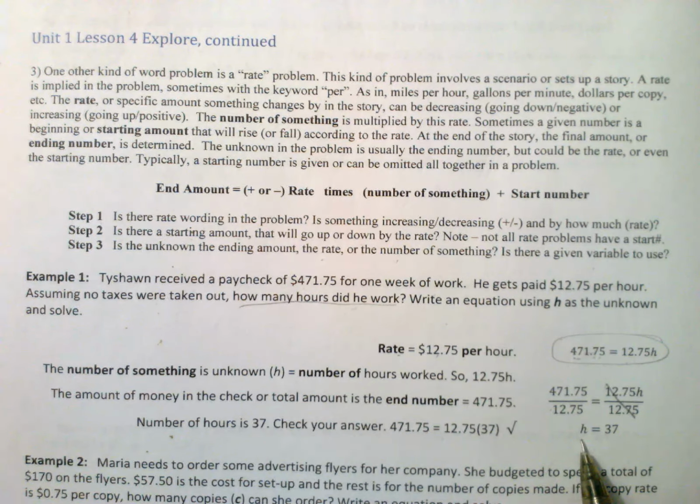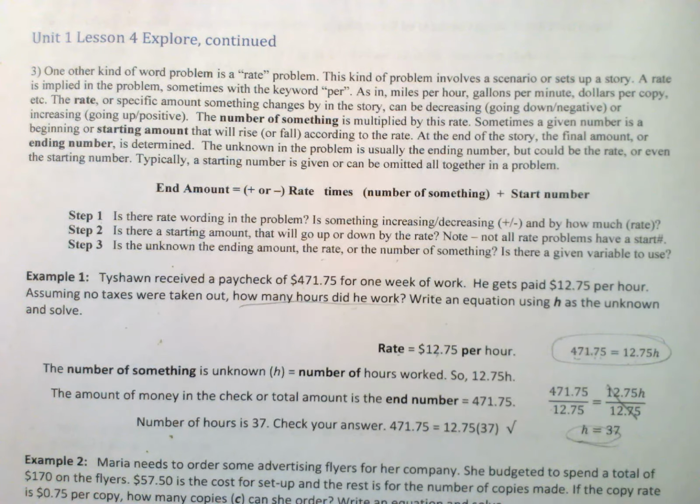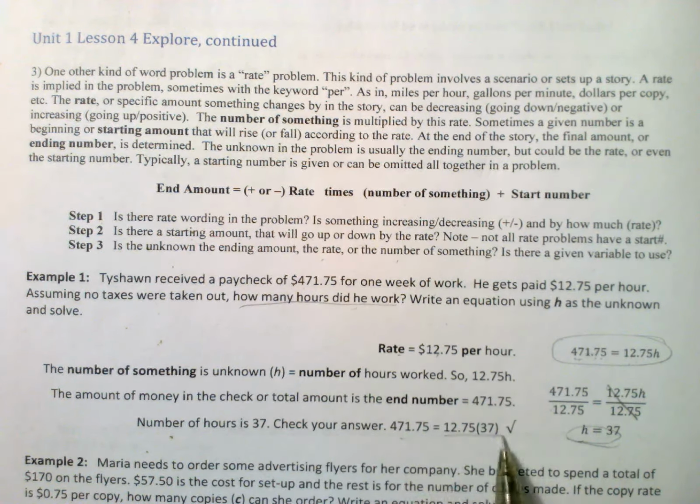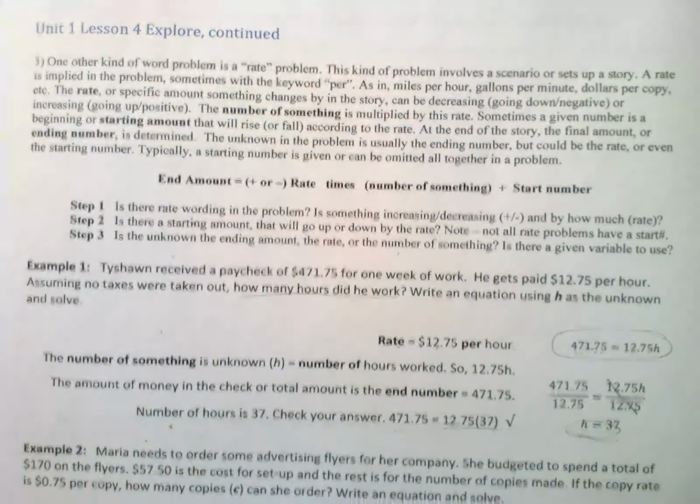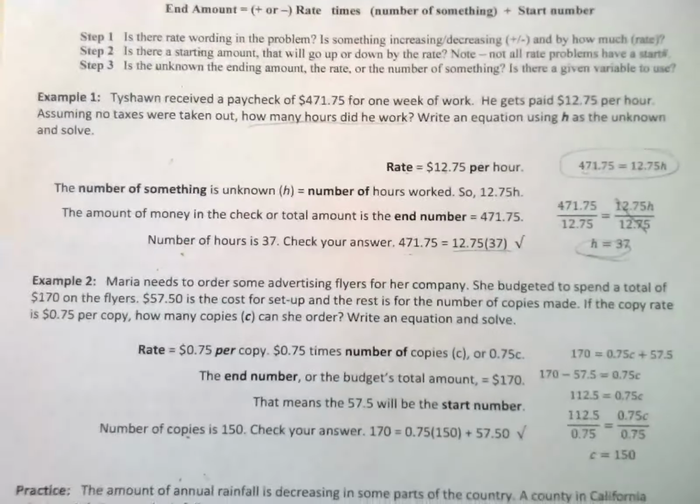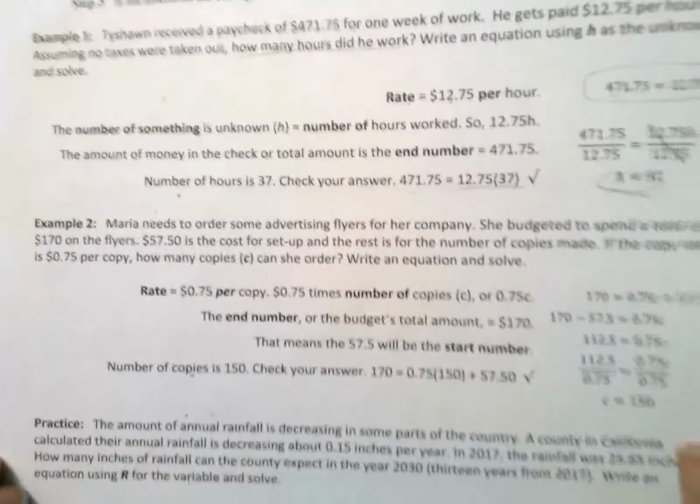And then our final answer is he worked 37 hours. Okay, and you can put that back in and double check that 37 times this does equal his total amount that was on his check. So let's do another couple of these.